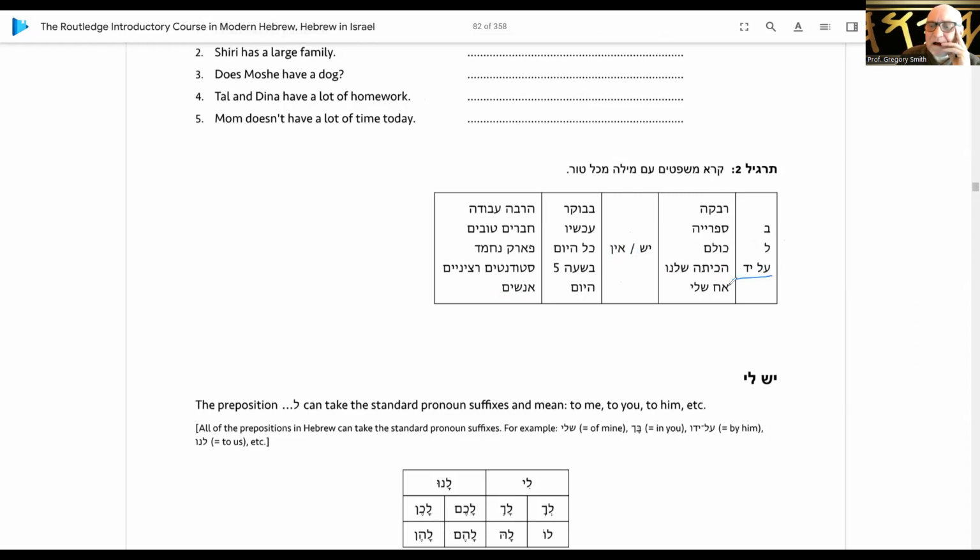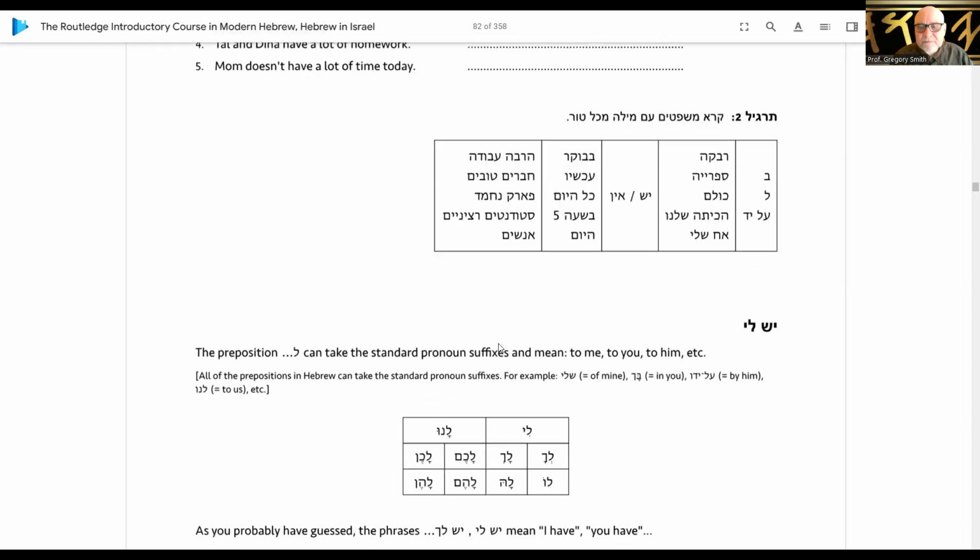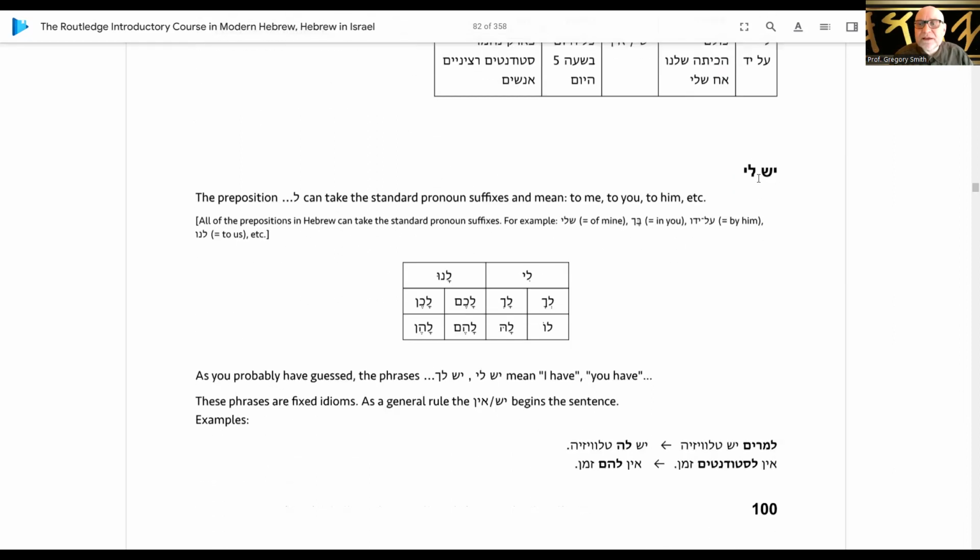Let's try this one. Al yad, actually, nearby, brother belonging to me. Al yad, nearby my brother. Ain, there is not hayom, today, people. So there's not people by my brother today. So maybe he's alone. All right, so there's some possibilities, guys. That's kind of what they're doing here. Let's go here to yesh and li.